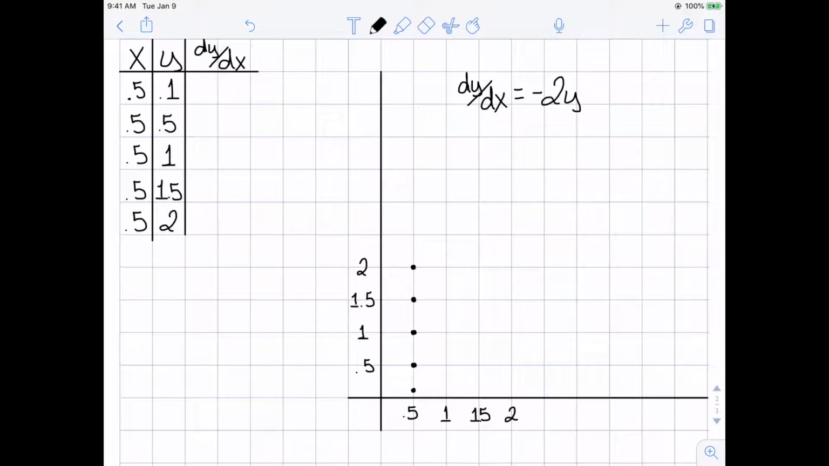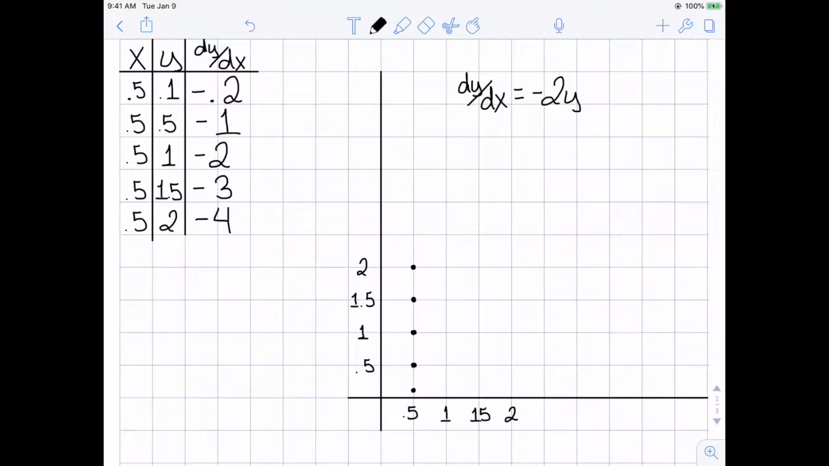dy/dx, the derivative, which we know is negative 2y. So for the first point, the slope would be negative 2y, or negative 2 times 0.1, which is negative 0.2. We can continue. The next y value is 0.5, so negative 2 times 0.5 is negative 1. And we can continue this to fill in the rest of the table.